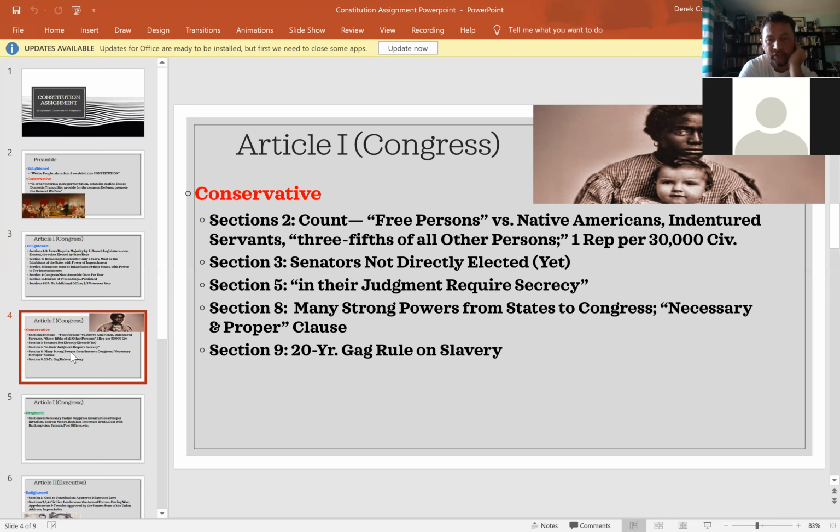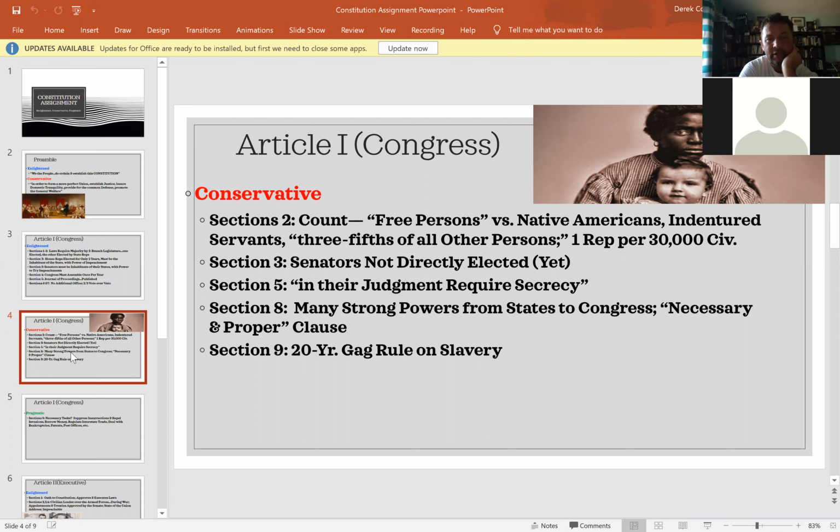All right, any questions or comments so far? So at first, not until the 17th Amendment in the 1910s are senators to be directly elected by citizens. They were chosen by the state legislature, which was indirect and not tantamount to representative democracy. So to me, that's conservative.